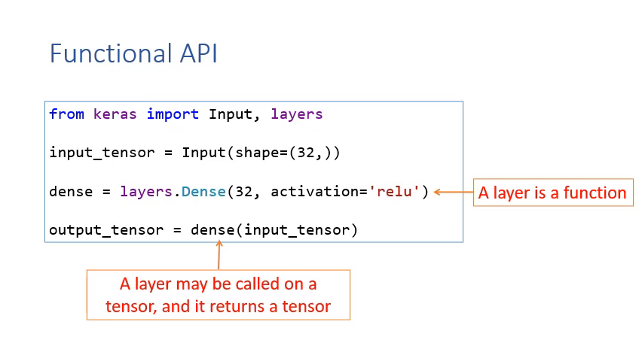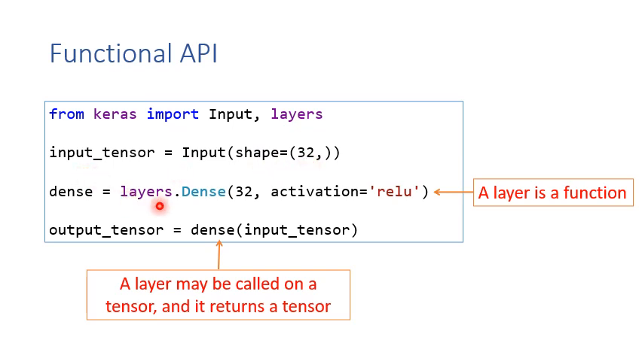Now let's look at an example of Keras functional API. First, we import the input and the layers from Keras. Note the main difference is that we don't call the sequential function anymore. So let's create an input tensor and define the input shape. It's called input tensor.